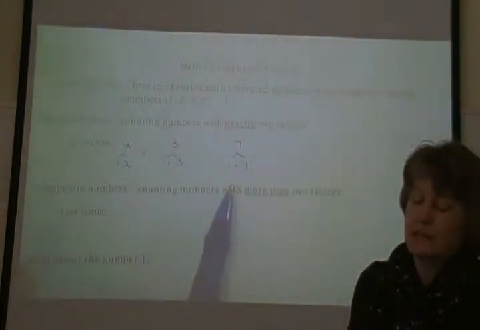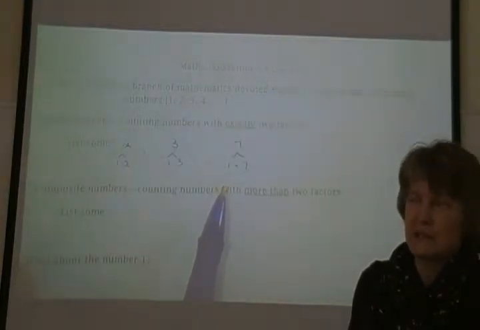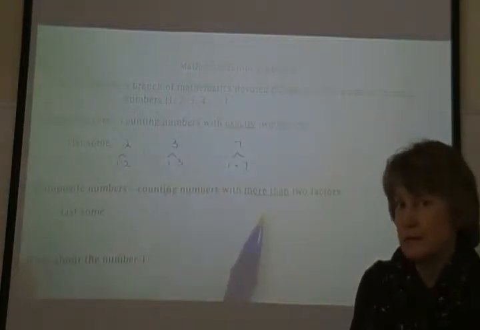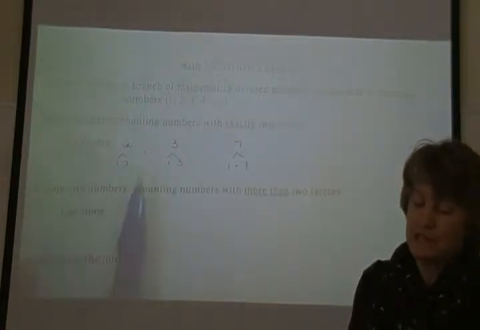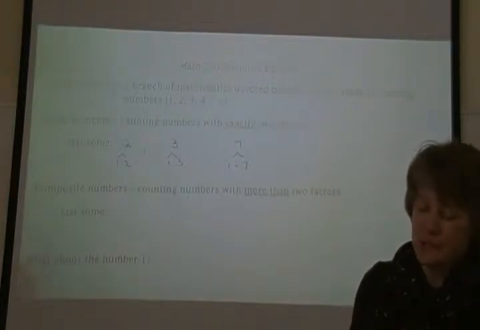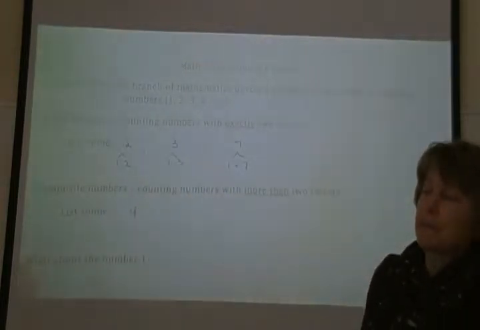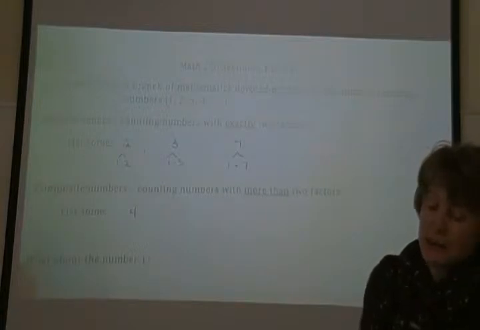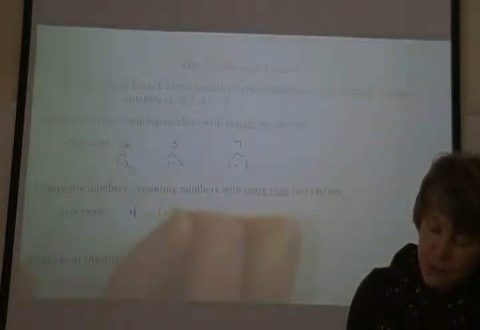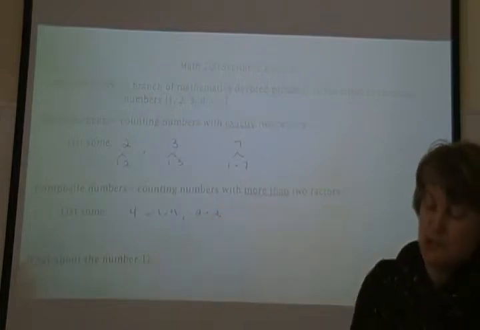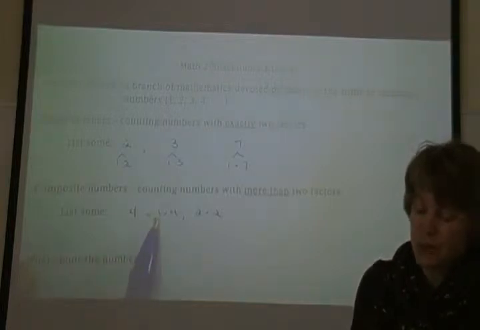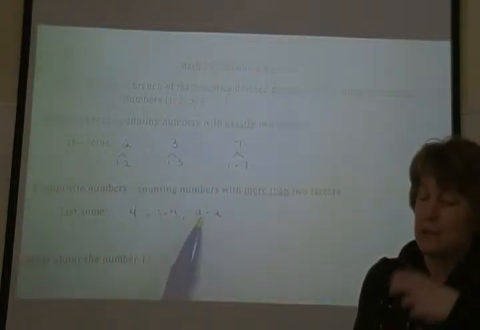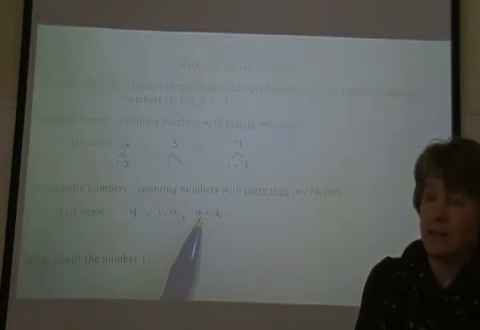So for any number that you think about, you could ask, is there another way to write it other than 1 times the number? If so, it's not prime. If it's not prime, it's composite. So that number 4 that we talked about is composite, because not only can I write it as 1 times 4, I can also write it as 2 times 2, which means 2 is a factor of 4. So the 4 has factors of 1, 4, and 2. As soon as I get beyond exactly 2 factors, now it's composite.